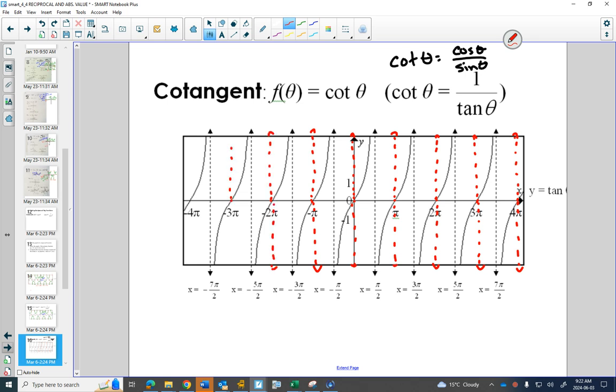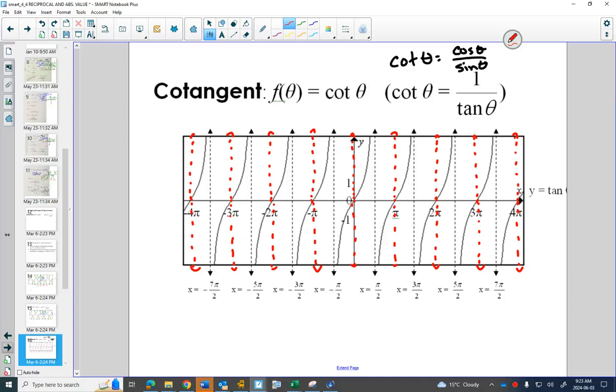I probably didn't need to graph it to 4 pi. But there we go. Lots of asymptotes. This is going to be the busiest looking graph, because already it's looking busy with all the asymptotes on it. Okay?